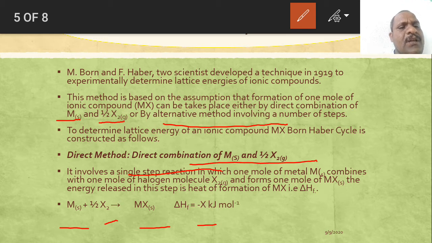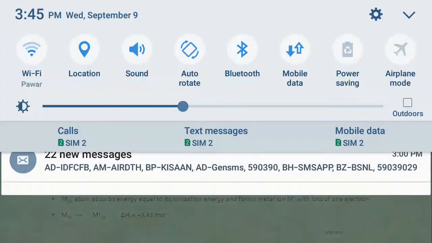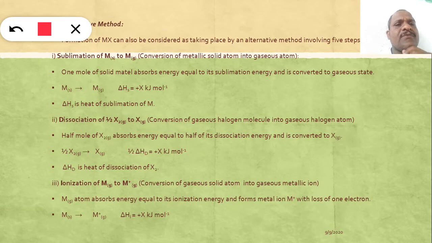But we have another method which is more interesting, and we will understand each and every step thoroughly. That is the alternative method for calculating the lattice energy. So what is that alternative method? Here there are 5 steps involved in this method. Those 5 steps are very interesting.